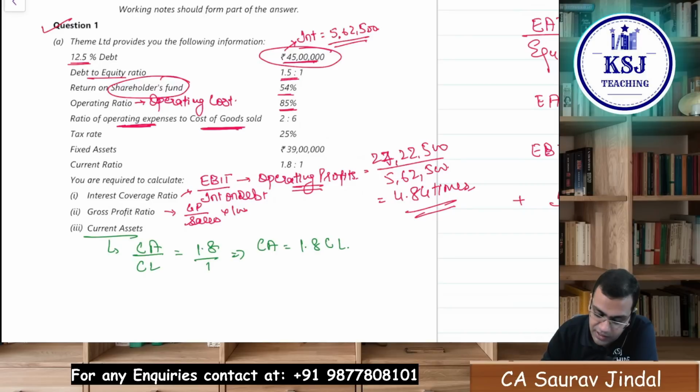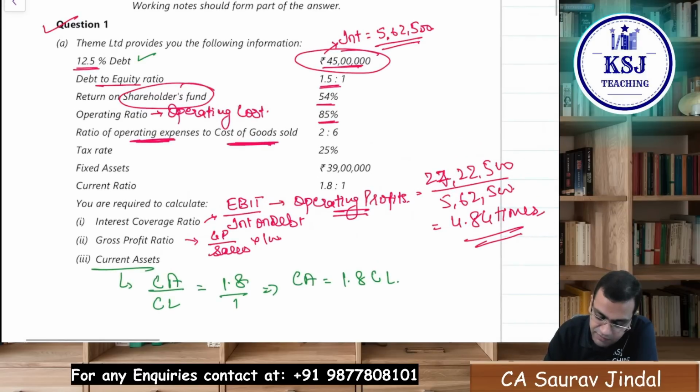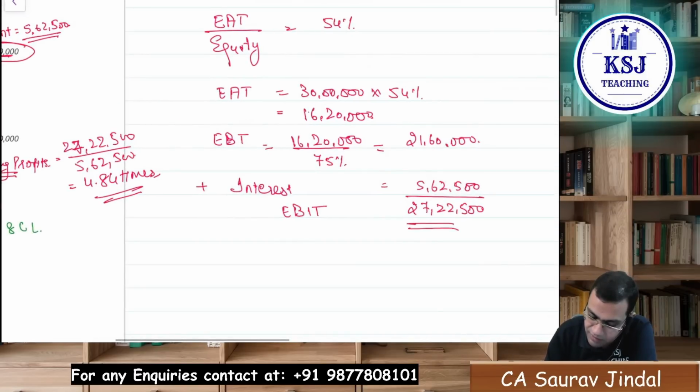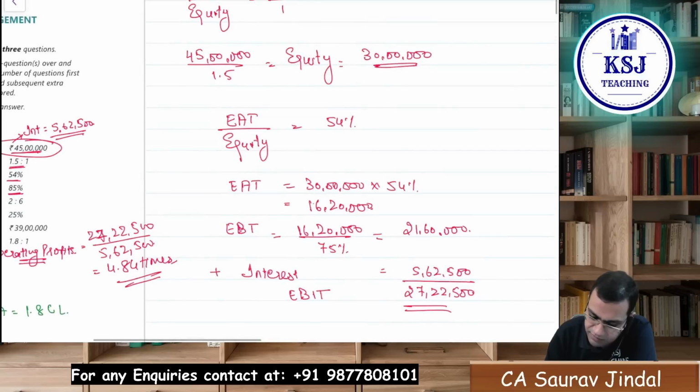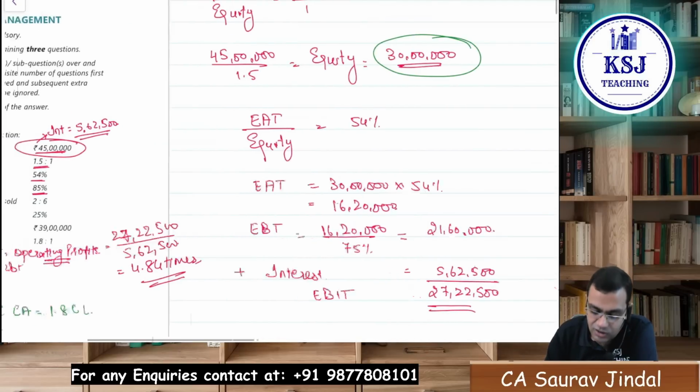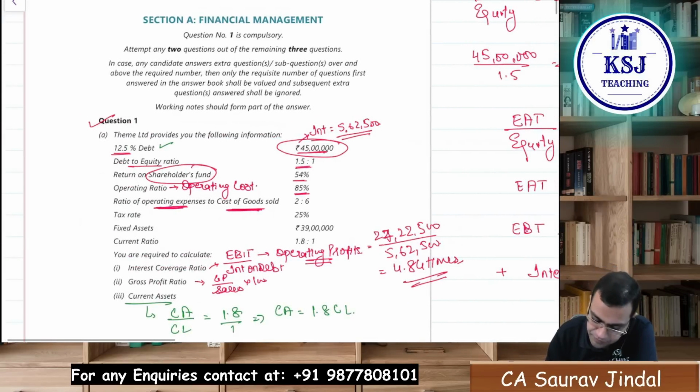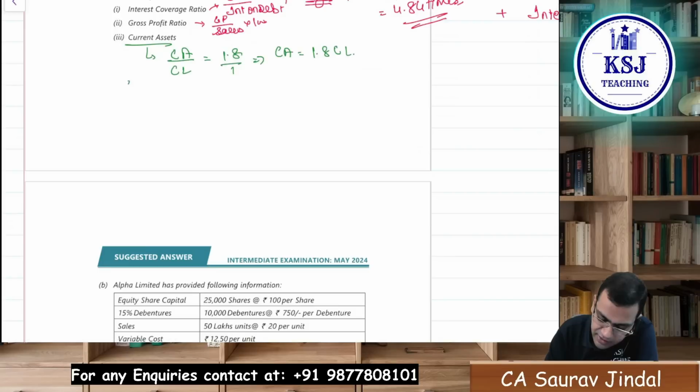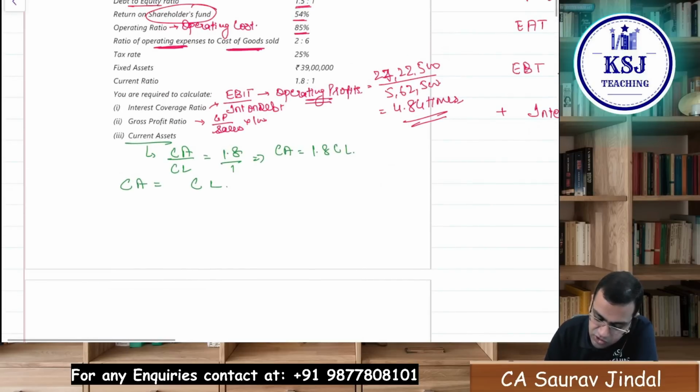What will be there on the liability side? We will have the debt, we will have the equity. Value of equity we have calculated, sir. Where, sir? 30 lakhs. Right, on the liability side, what we know is, we know that total asset is equal to total liabilities. I'm talking about the liability side. I'm saying total asset is equal to total liabilities.